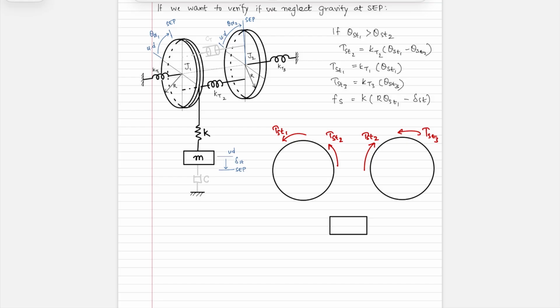But okay, that would be the case where this here is the magnitude of the spring force. So this would be compression. Sorry. If r theta st1 is greater than delta st, okay, so the spring is in compression. The net reaction on this mass would be downward. So here's how you have Fst, and you have this as the reaction on the disk.